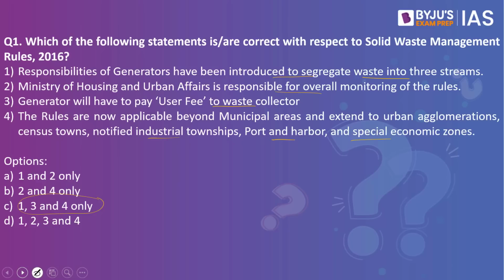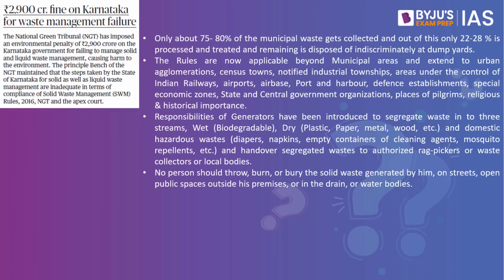The answer to this is 1, 3, and 4 only. Why have we taken this practice question? Because this article in The Hindu makes a reference to Solid Waste Management Rules of 2016. Let us try and understand what these options are. When we speak about solid waste, what exactly is solid waste? Solid waste is the unwanted or useless solid materials. This is generated because of human activities in residential areas, industrial areas, and commercial areas, and this can be broadly categorized in three ways.